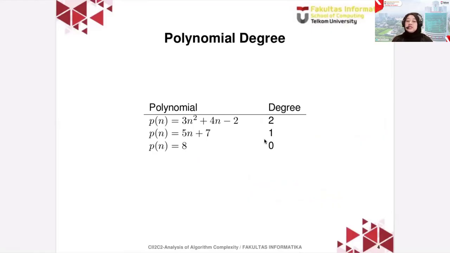So the polynomial degree is the highest degree you have in the polynomial. For example, in this polynomial, the highest degree is 2, so 2 is the degree of the polynomial. And in this case, the degree is 1. And in this case, actually, it is multiplied by n to the 0, right? So the degree is 0.